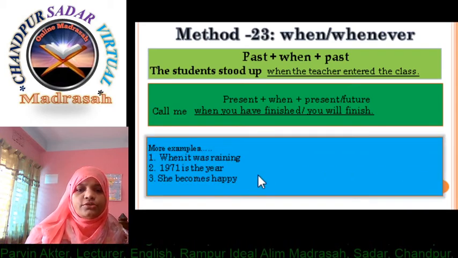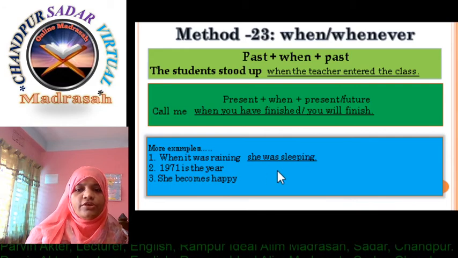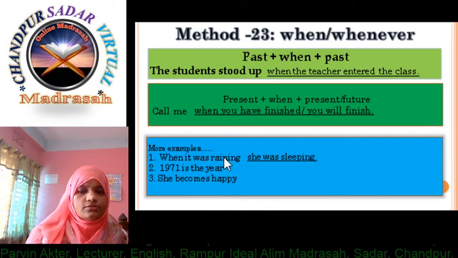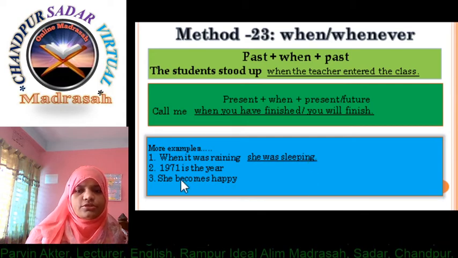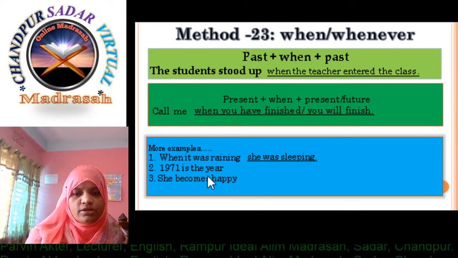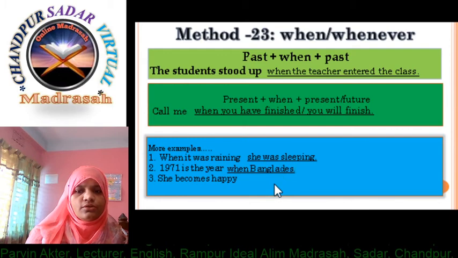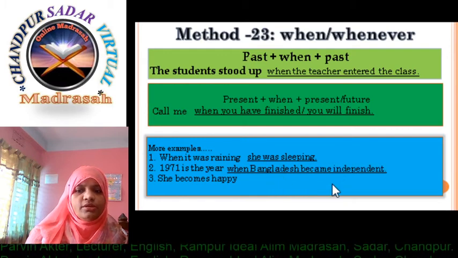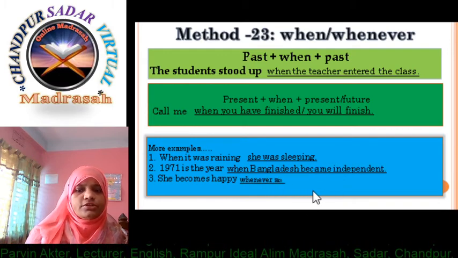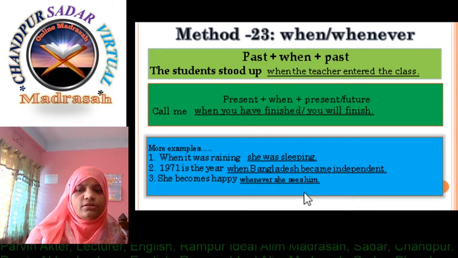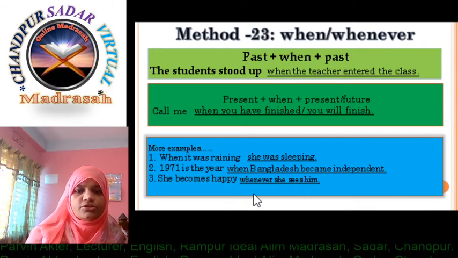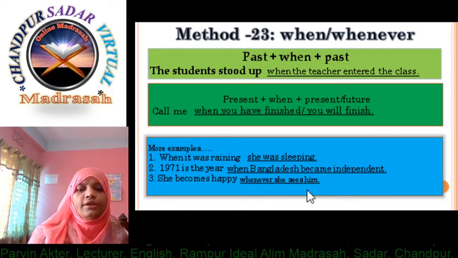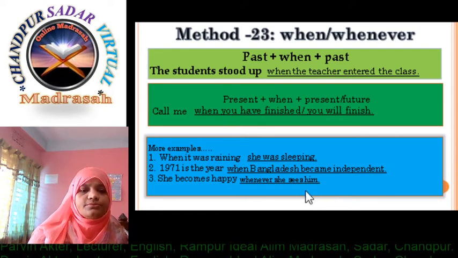More examples. When it was raining, she was sleeping. So this is past continuous and past continuous. 1971 is the year when Bangladesh became independent. She becomes happy whenever she sees him. Whenever.